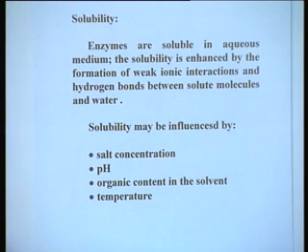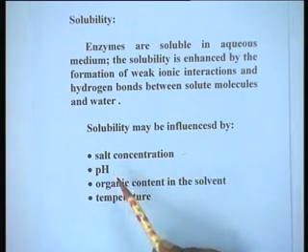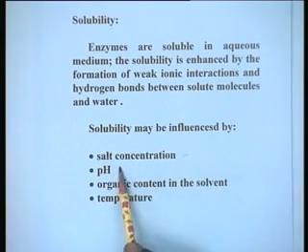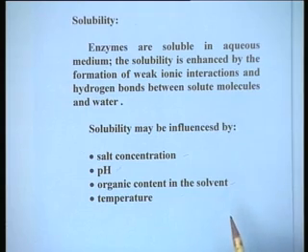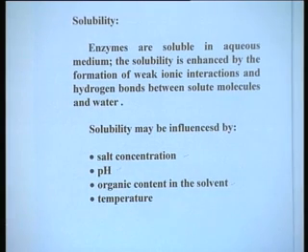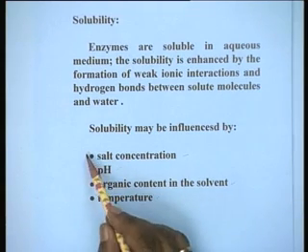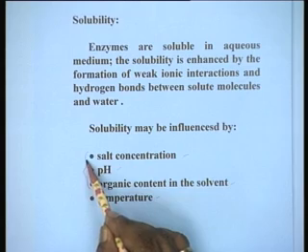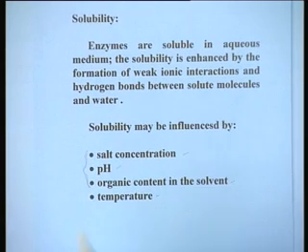Now, usually the solubility can be influenced by salt concentration, that means the ionic strength, the pH, the organic content in the solvent, that means addition of an organic polymer can affect the solubility, and of course temperature is a universal parameter which influences solubility, but you will notice that at least the first three parameters are very commonly used parameters for even isolation of an enzyme sample from a crude protein sample.